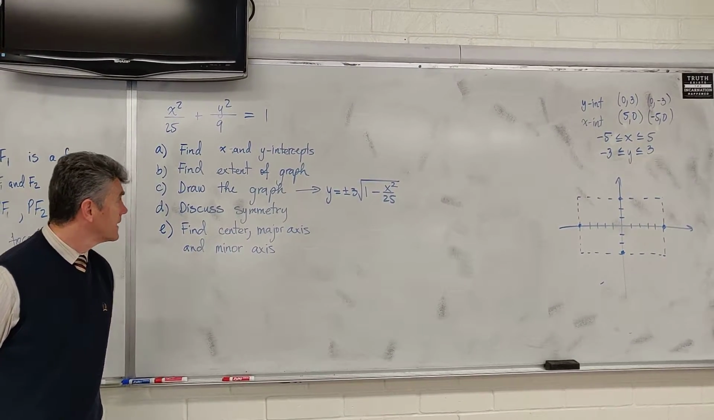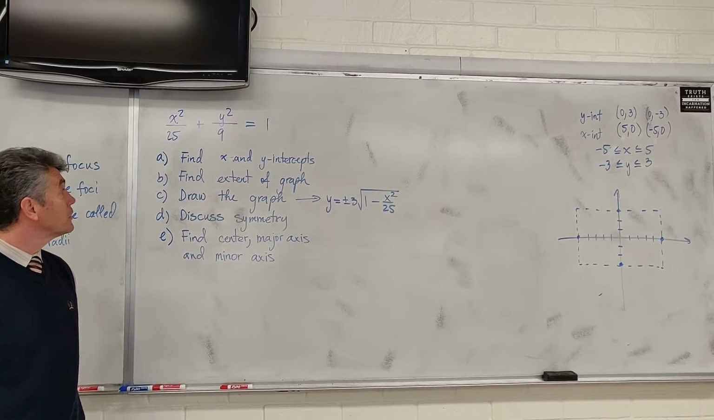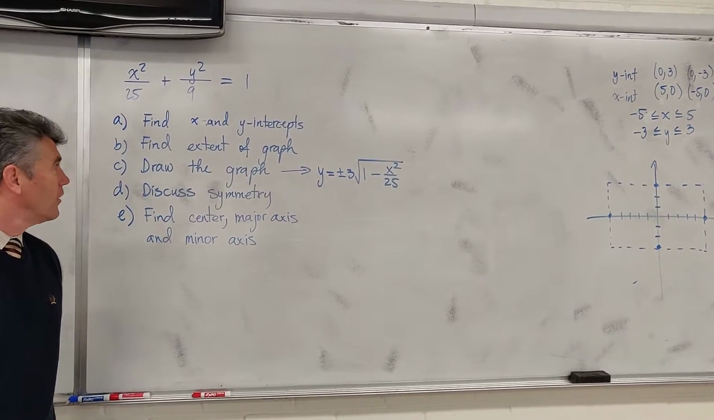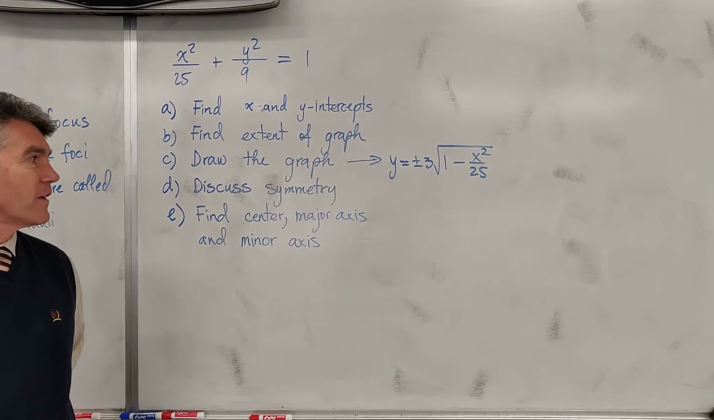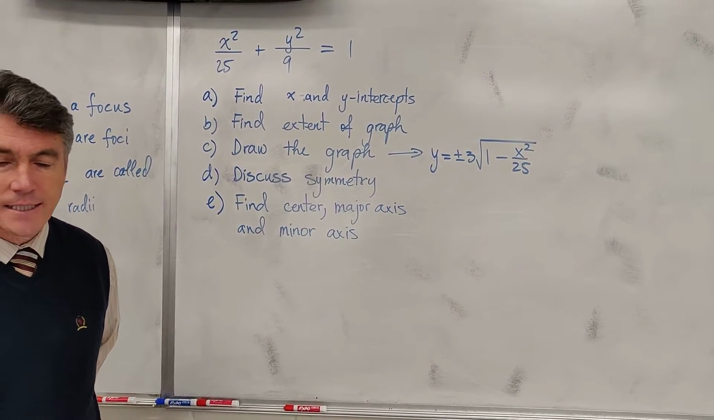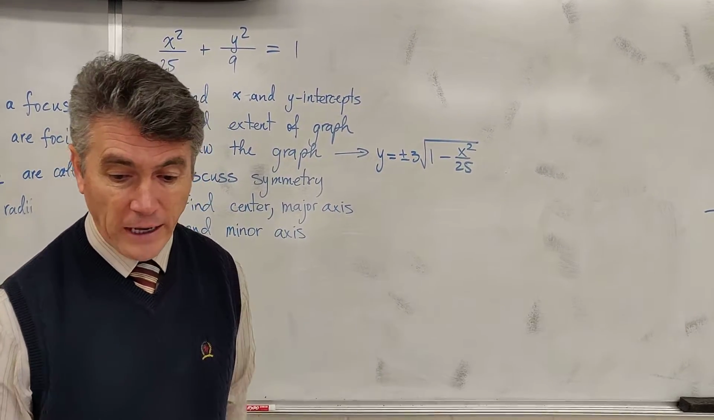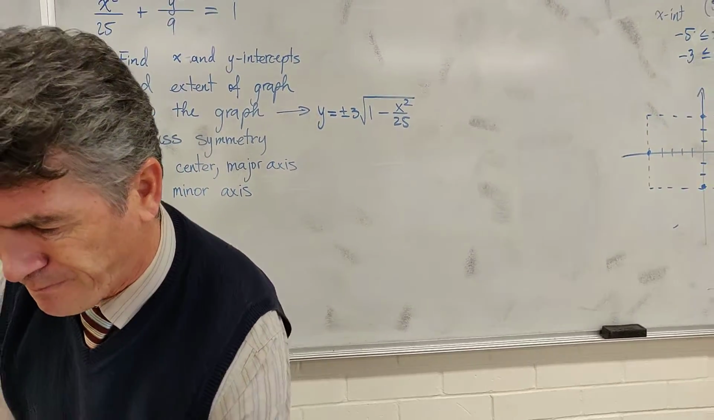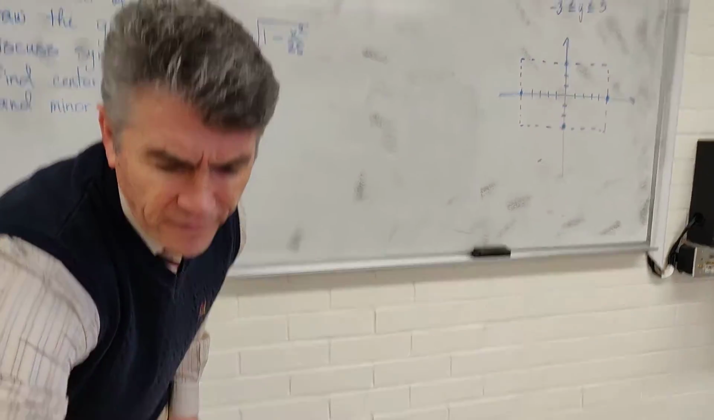Questions has taken a long time. What we're going to do now, we're going to draw the graph. We're going to discuss symmetry, and we're going to figure out the center, major axis, and minor axis of this ellipse. What we're going to do now is we're going to zoom in to my graphing calculator.